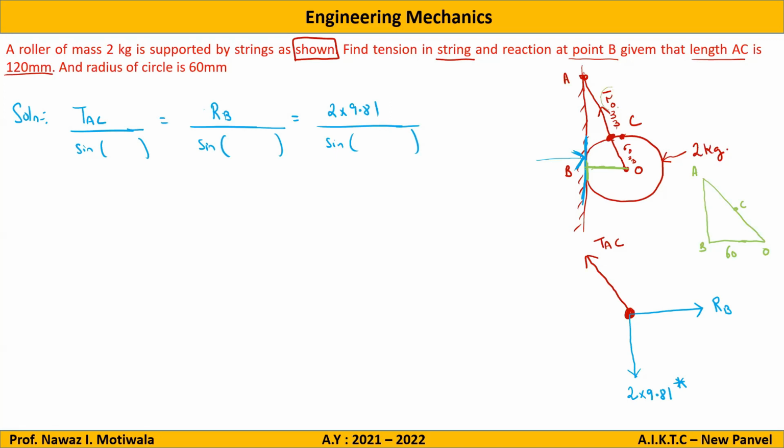180 mm. 120 plus 60. So it will be total 180 mm. Students make the mistake here also. They just write 120. वो भूल जाते हैं कि सर्कल का रेडियस भी ऐड करना है. The total height from A to O is 180 mm. So now we have two sides. So can I not find this angle theta?